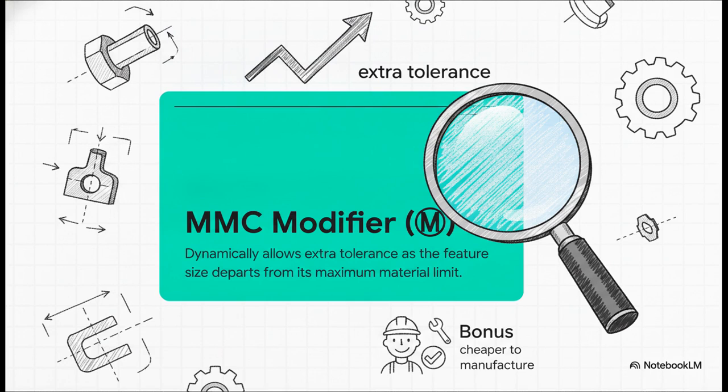Now, the real game changer in this middle section is the material condition modifier, specifically the circled M, which stands for maximum material condition, or MMC. When you see this, it means your tolerance zone isn't just static. It dynamically allows for extra geometric tolerance as the feature's actual size departs from its maximum material limit. Put simply, this is where machinists can actually earn bonus tolerance. It makes manufacturing easier, it makes it cheaper, and it still guarantees the parts will actually fit together.